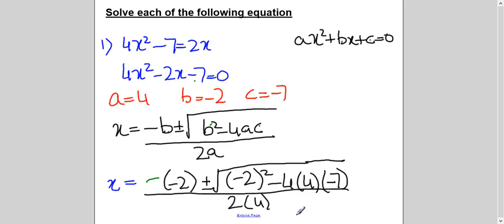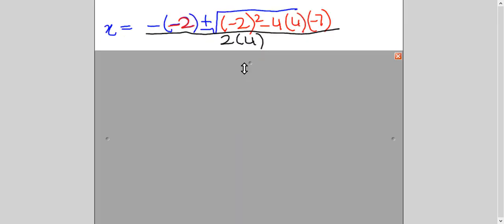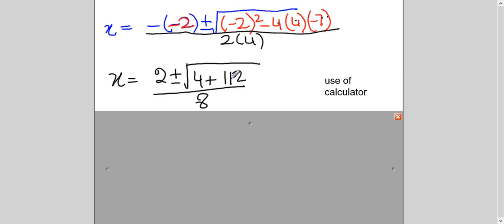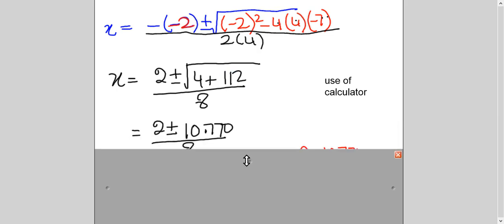Once you have done this substitution, now you have to use the calculation. Minus minus is plus 2, and minus 2 squared is 4, because a square will turn a negative into a positive. It is 4. And this will be minus minus plus 4 into 4 into 7. So this is what you will get, right? And then you will add up. It will be 4 plus 112, which is 116.